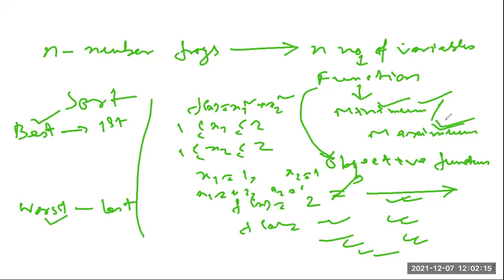Whereas in the maximization problem, the best value will be the maximum value, whereas the lowest value, or the least value, will be the worst. So this way you are supposed to sort it. Okay. So when you are sorting it, then what will happen?